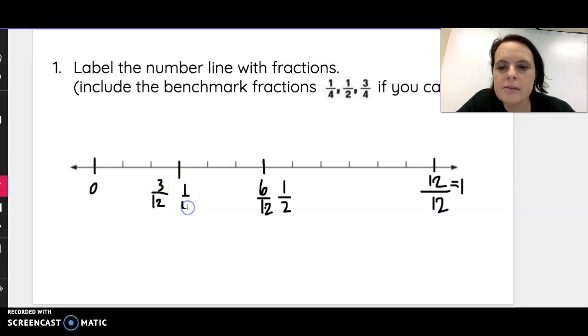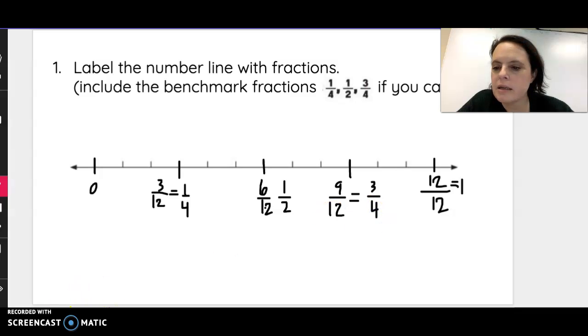And you can see how these fractions are actually the same, and so they're called equivalent fractions, which we'll get to in a minute. And this is 9 out of 12, or 3/4.